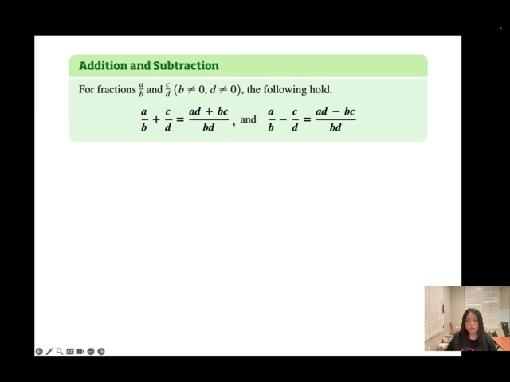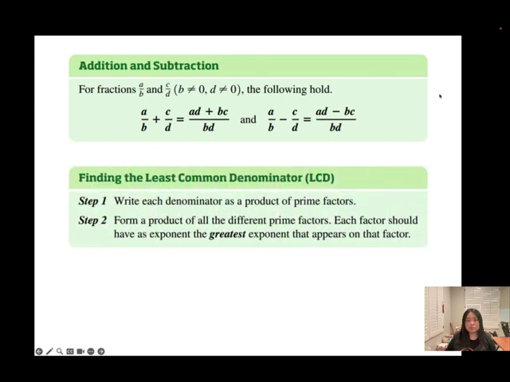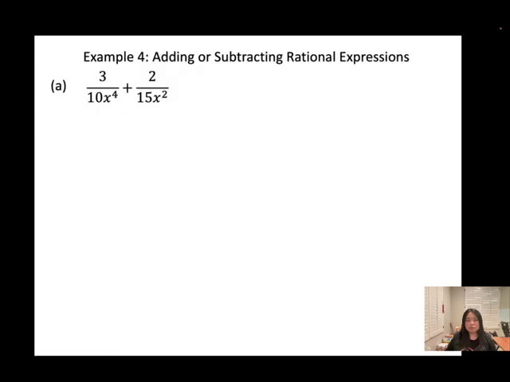Addition and subtraction. So you want to find the LCD, and when they have the common denominator, then you could add or subtract. Okay, let's try to do it together. Adding or subtracting the rational expressions. So look at these two guys, the denominators. Find out the LCD, the least common denominator.